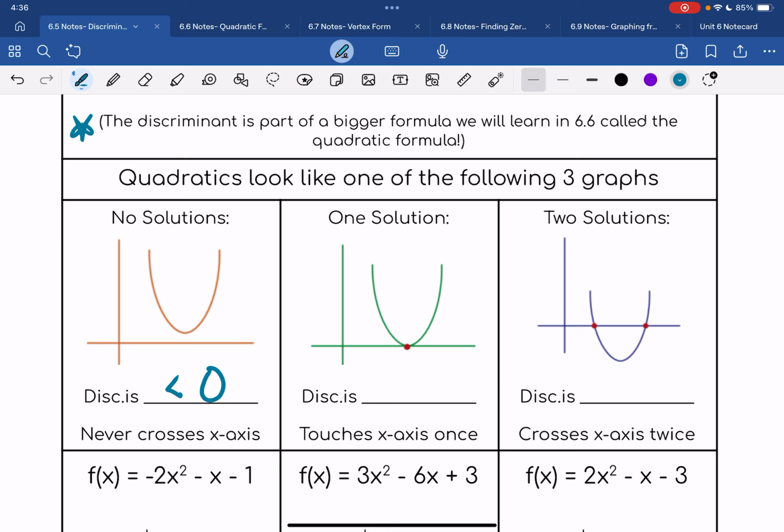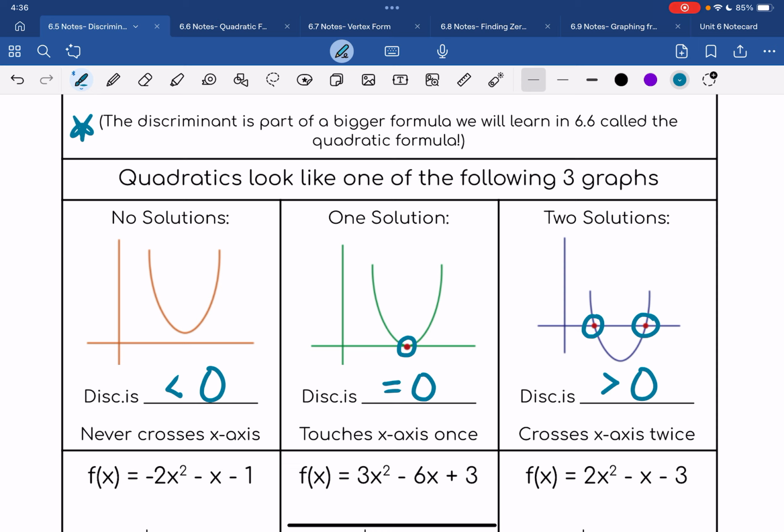There are times where our quadratic, our parabola, will touch in one spot only, right here. If that happens, we have one solution, the one spot where it touches, and that means our discriminant is going to be equal to 0. And then the last one, if we have two solutions, so we cross in two spots, that is going to happen when our discriminant is greater than 0.